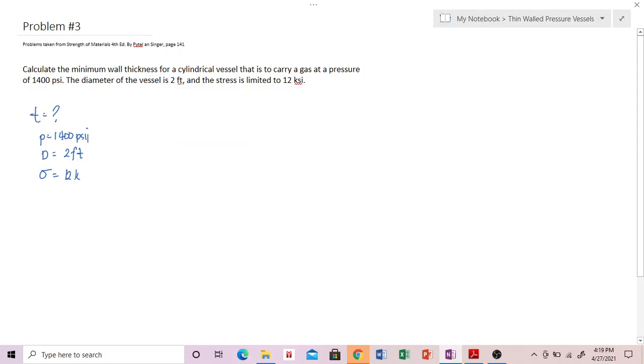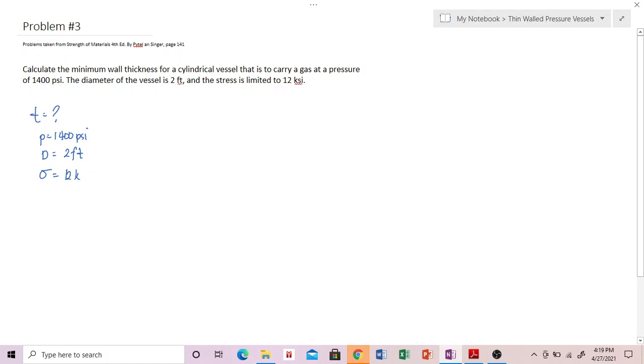Okay, so ito yung given. Calculate the minimum wall thickness for a cylindrical vessel that is to carry a gas at a pressure of 1,400 psi. The diameter of the vessel is 2 feet and the stress is limited to 12 psi. So, ano yung hinihingi class? Calculate the minimum wall thickness ng cylinder daw na may internal pressure equivalent to 1,400 psi. Tapos, diameter is 2 feet and then the stress is limited to 12 psi.